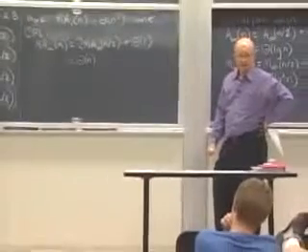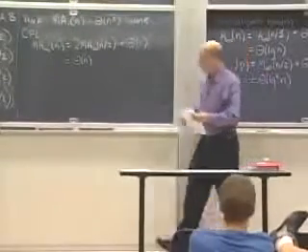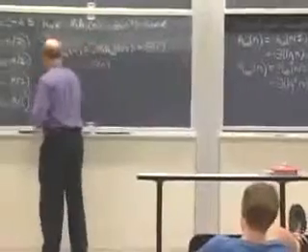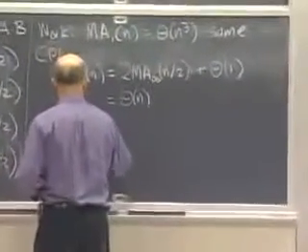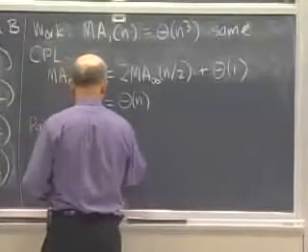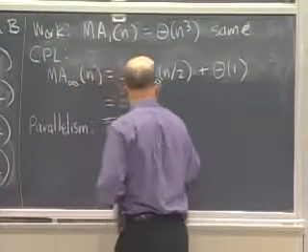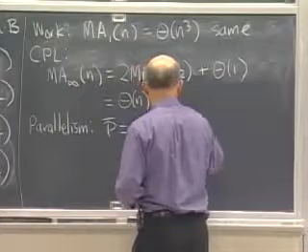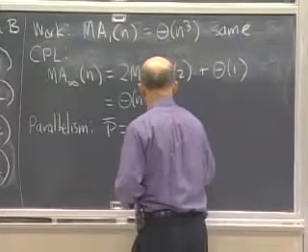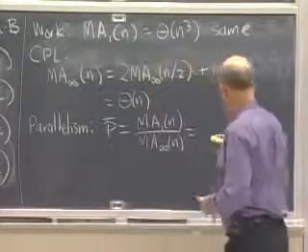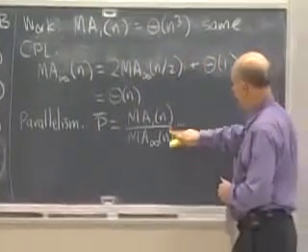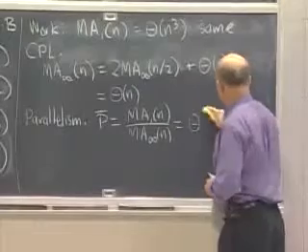Okay? So the parallelism, we have p bar is equal to MA 1 of n over MA infinity of n, which is equal to, in this case, n cubed over n, or order n squared.